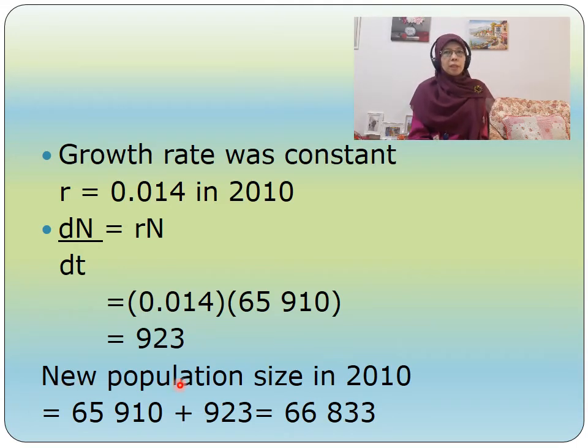So for the population size in 2010, that equals the original size, the population size for 2009, which is 65,910, plus the increment of the population, which is 923. So the total population size in 2010 is 66,833.